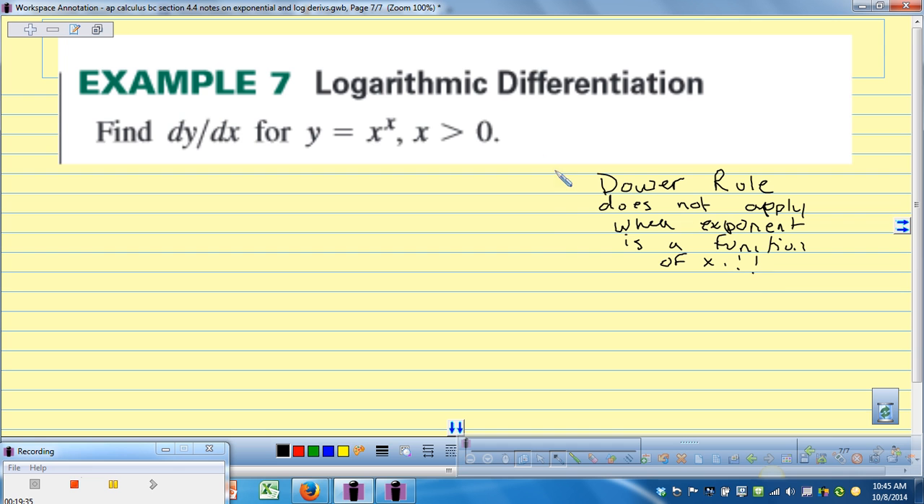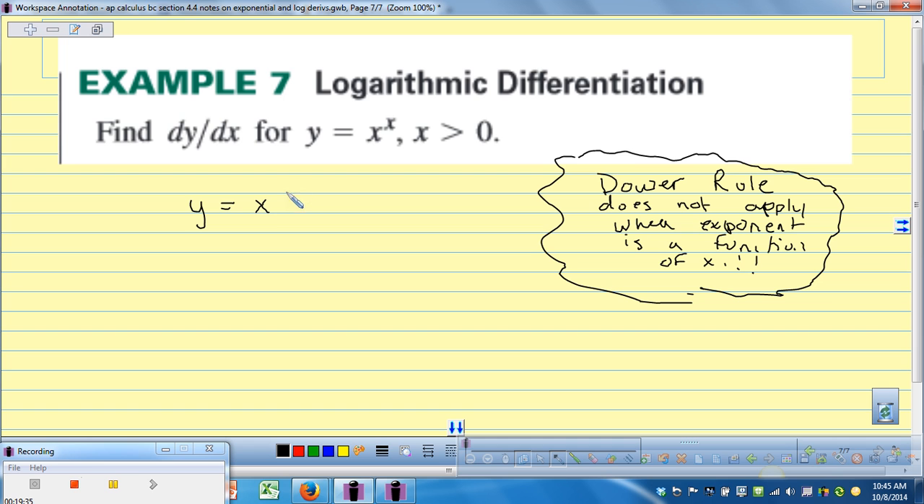Big exclamation points. I do not want to see you bringing an x down in front and subtracting 1 from the x on the exponent. Nobody do that. Nobody. All right. So we need to find some other way to deal with this type of function. So we have y equals x to the x. Well, we're good with product rules. So we're good with things that are multiplied together. Is there something that I can do with this to rewrite it so that I have multiplication instead of a power?